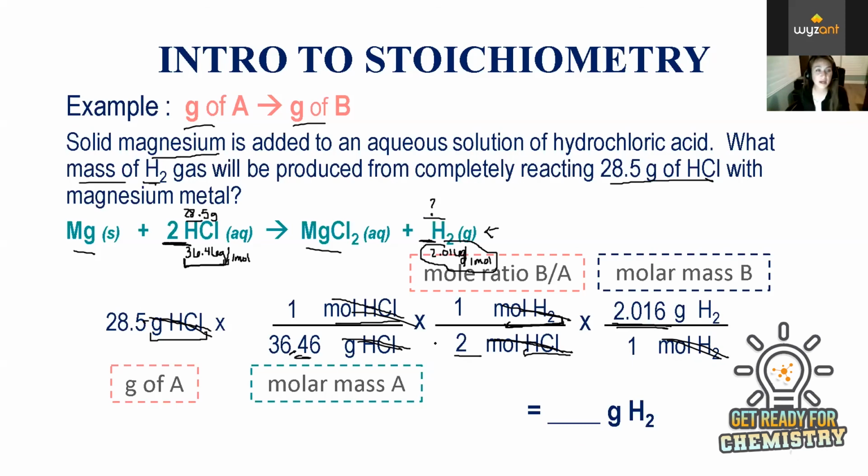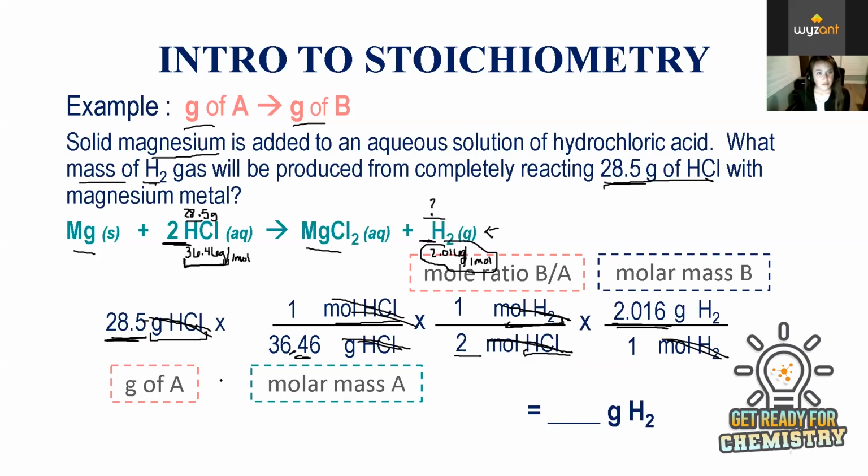So 28.5 divided by 36.46 divided by 2 times 2.016. So if it's on the top, you multiply. If it's on the bottom, you divide. I do 28.5 divided by 36.46 equals, and then divided by 2 equals, and then times 2.016 equals, and then I round that number to 3 sig figs, because this is the smallest number of sig figs here. The coefficients I don't look at for sig figs. They're like an infinite number of sig figs. I look at this number here, which is basically the number given to me in the problem, and that's the least amount of sig figs that I'm rounding to.